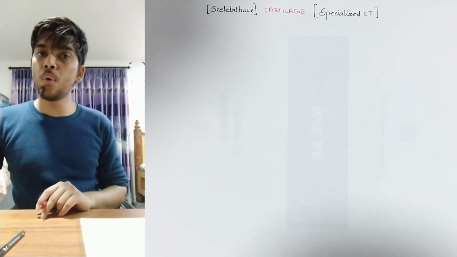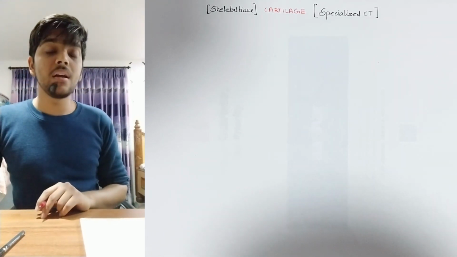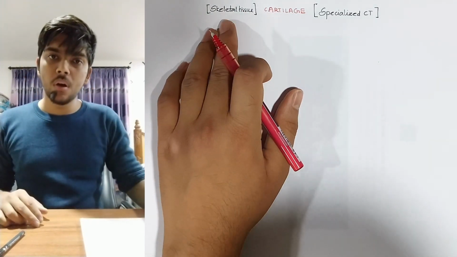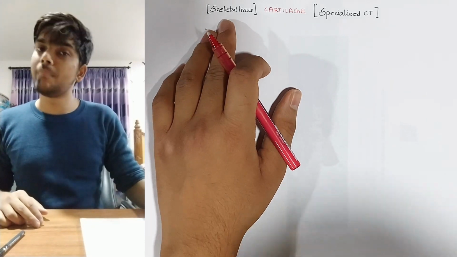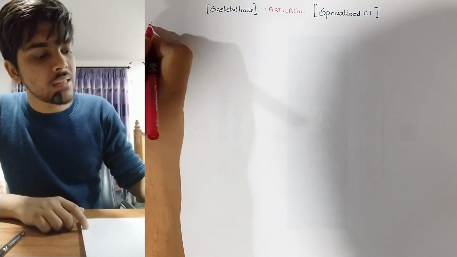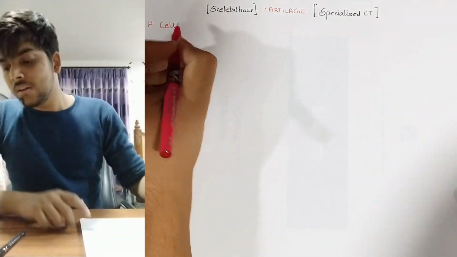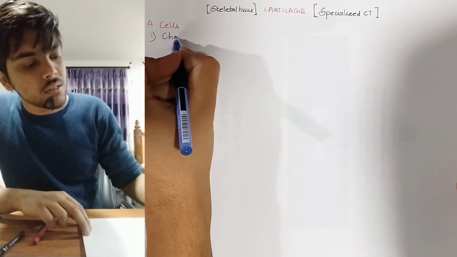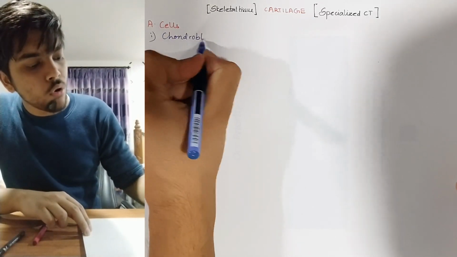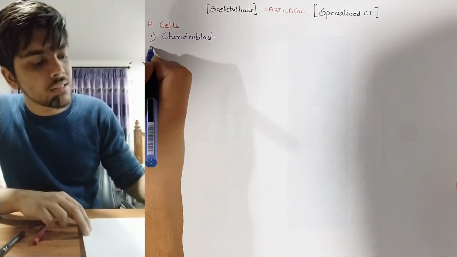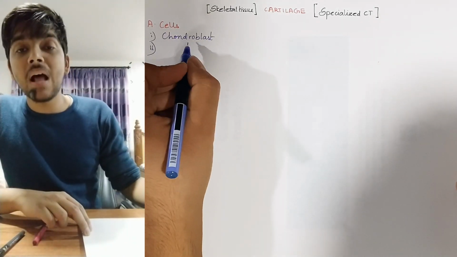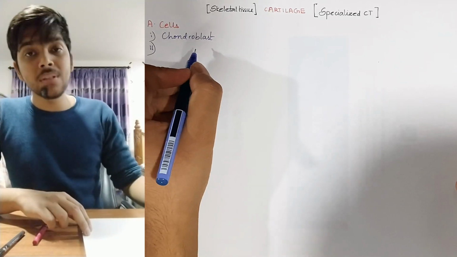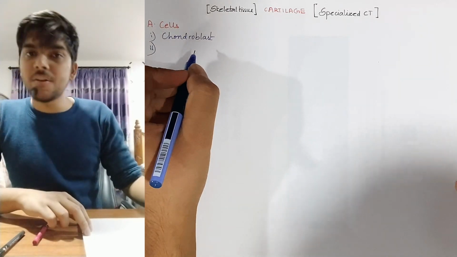Okay, so here what we are going to do is study cartilage, but at the same time also compare the features of bone and cartilage and how they are different. Cartilage is a skeletal tissue which contains cells and matrix. There are three major types of cells present in cartilage. The first is chondroblast, where chondro means cartilage and blast means precursor cells. So chondroblasts are those cells that give rise to cartilage cells or chondrocytes, as well as secrete matrix around it.